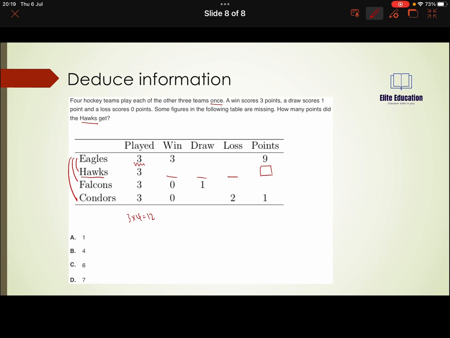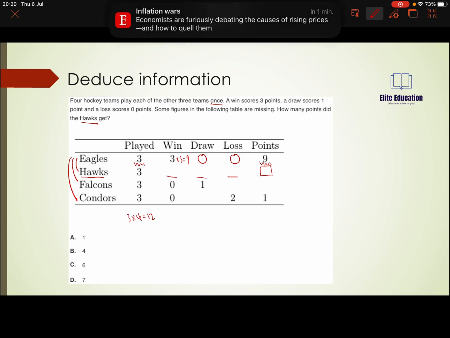Now we can find out that because each win equals 3 points, the Eagles have achieved 9 points. And because they have won 3 times, that means that all of their points come from winning. So we get the conclusion that Eagles have drawn 0 times and lost 0 times. We have completed the entire data for the Eagles. Now let's move on to the Falcons and the Condors.